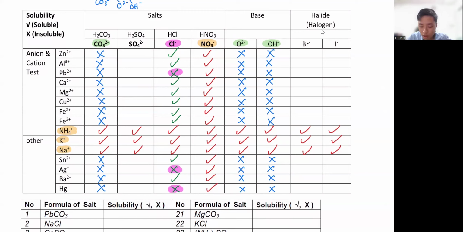Now Br minus is also the same thing as Cl minus and I minus. So Br minus and I minus, because all these are group 17 halogens, so we also have the same characteristic. So you also have to take the exceptions Pb, Ag, Hg.